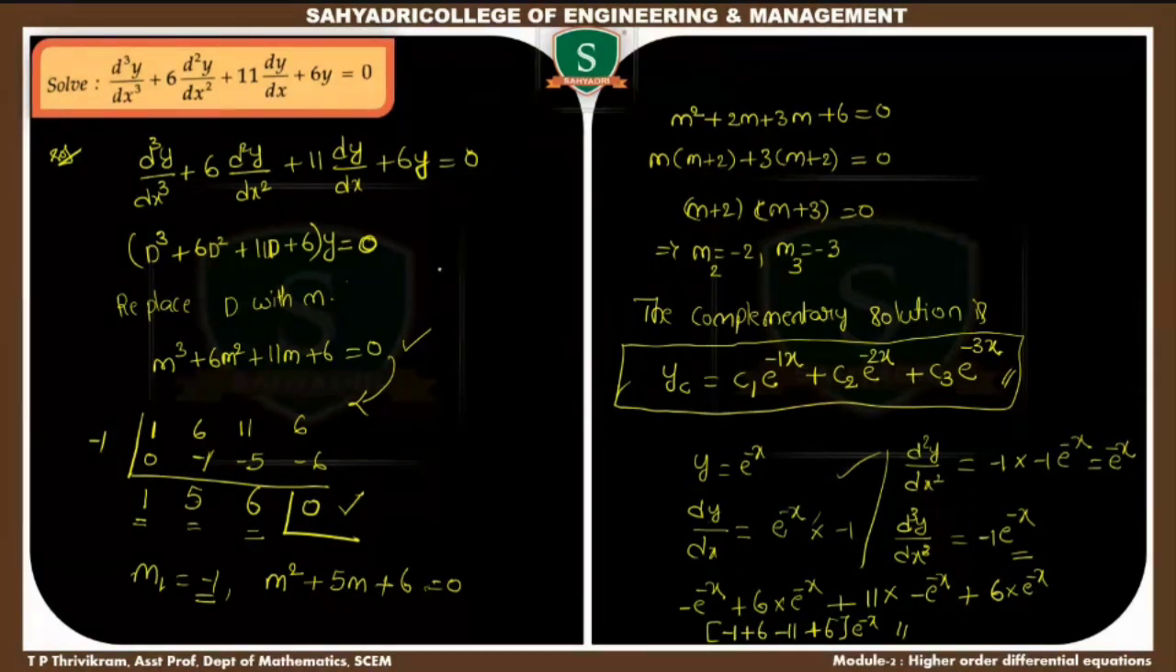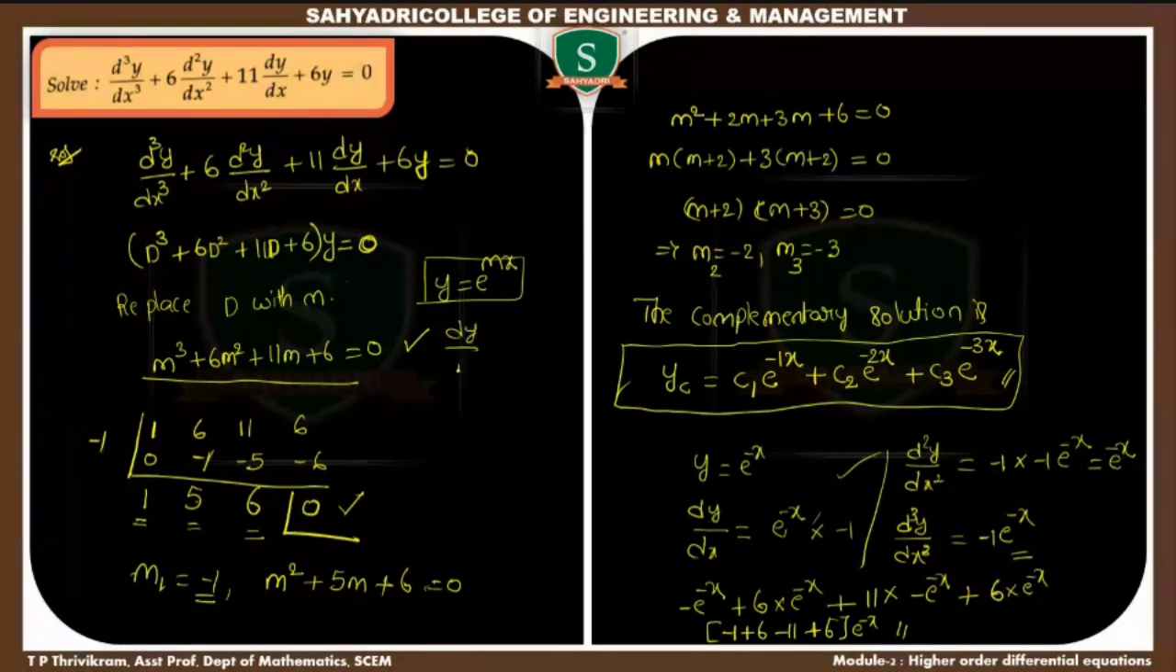And there is a significance that we don't simply replace m with d. Here we assume that your root is nothing but y is equal to e power mx. Based on this assumption, you'll get this auxiliary equation. If you want, we can prove it. What is the value of dy by dx if I take this as my assumed solution?